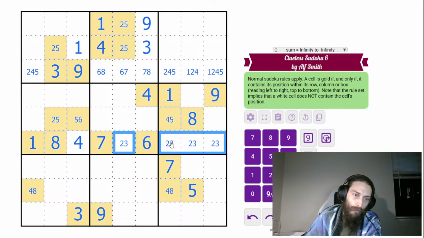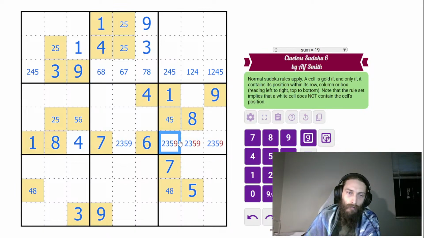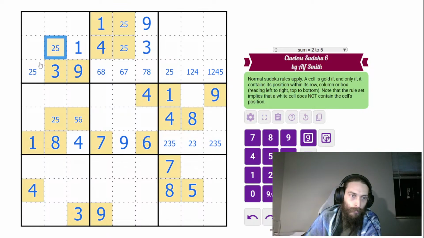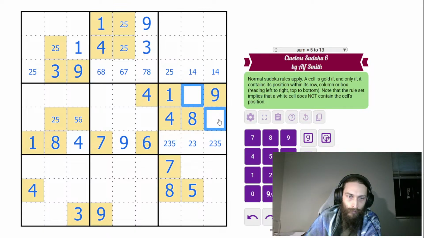2, 3, 4, 5, and 9. And none of those are 9, so that is. Well, 2, 3, 5 is going to force that to be a 4, an 8, and a 4. 2, 5 pair going across. These 4 can be placed in box 1.